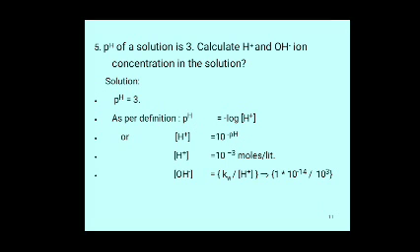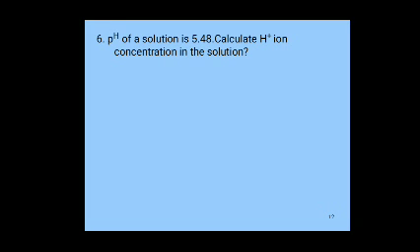Then OH minus ions is equal to Kw by H plus ion concentration, Kw is 1 into 10 to the power of minus 14 by 10 to the power of minus 3 H plus ions. Therefore, OH minus ions is equal to 1 into 10 to the power of minus 11 moles per liter. Now, the pH of a solution is 5.48. Calculate the H plus ion concentration in the solution.